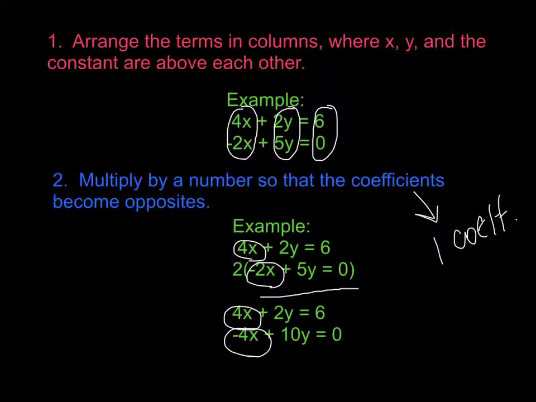I could have multiplied this by 5 up here and 2 down here, and that would have made both of my y values 10. I think the easier way was to multiply the second equation by 2.